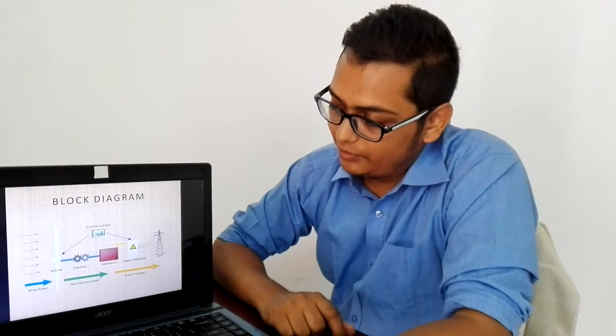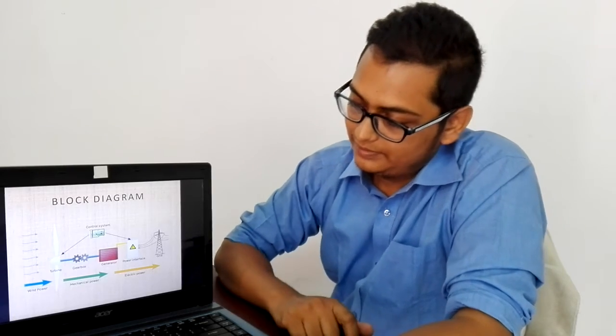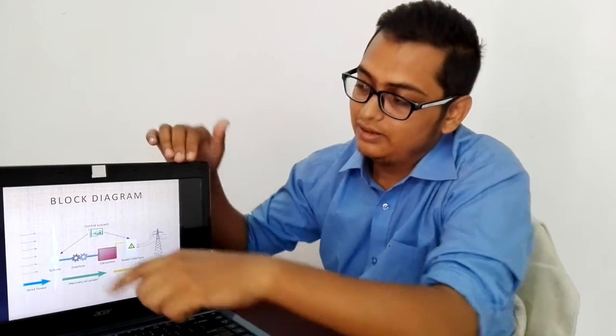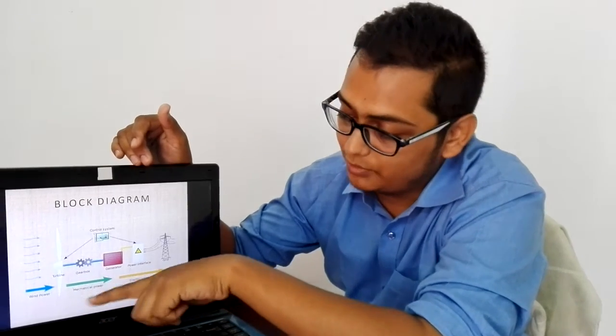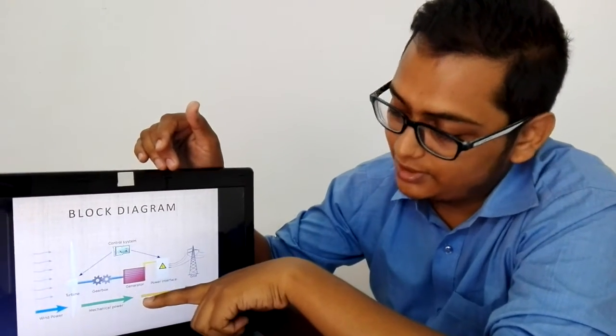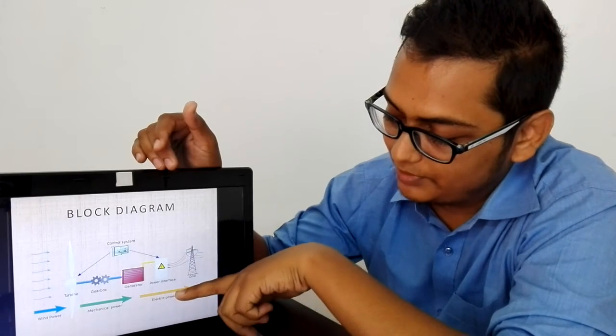This is the block diagram of the circuit, and this is how it works. First, the wind rotates the shaft. The shaft is attached to the gearbox. The gearbox is attached to the generator. The generator then produces the electricity. Then the electricity is supplied to the grid.